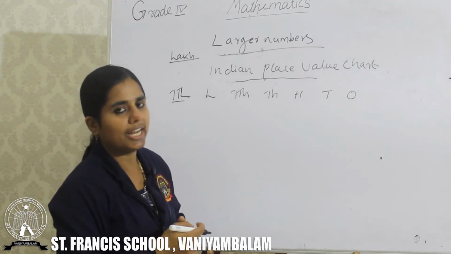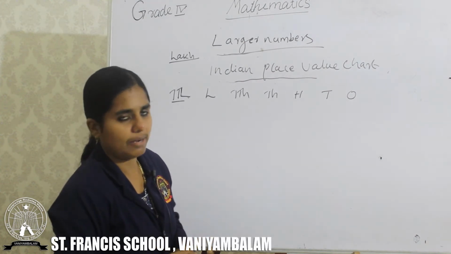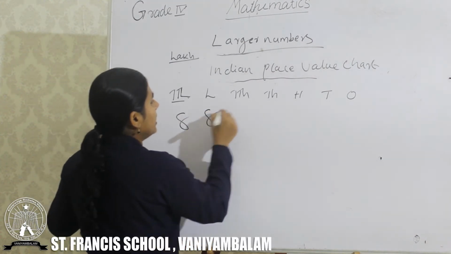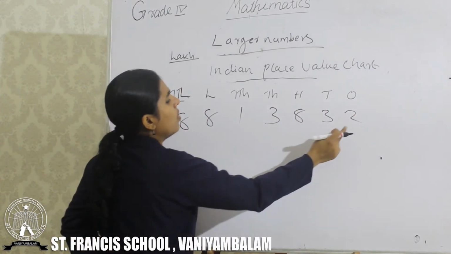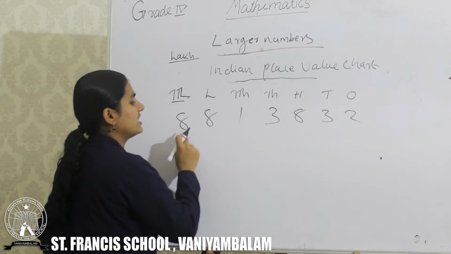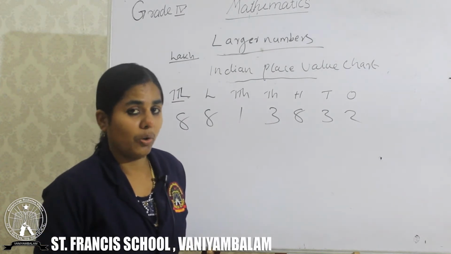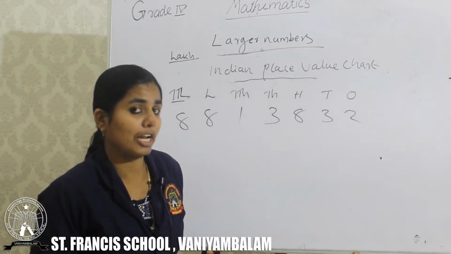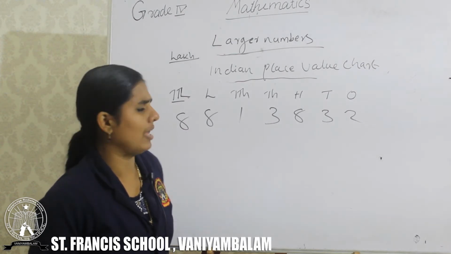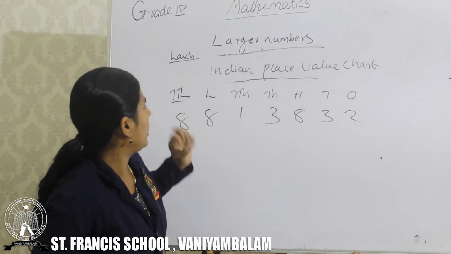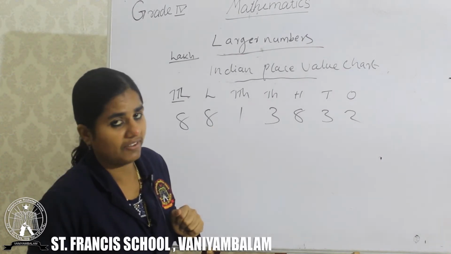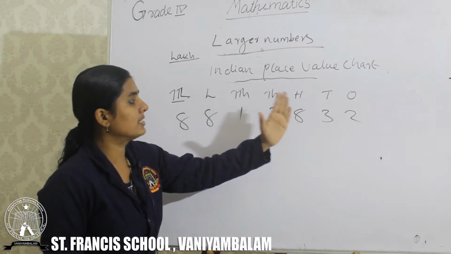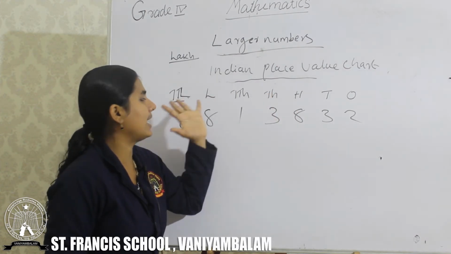Then how to read the number names of large numbers? I will write here some digits. Here we have how many digits? 1, 2, 3, 4, 5, 6, 7. 7-digit numbers. Now we will learn how to read the number name of 7-digit numbers. Very simple. First we want to know about the place value chart of 7-digit numbers, that is ones, tens, 100, 1000, 10,000, lakh and 10 lakh.